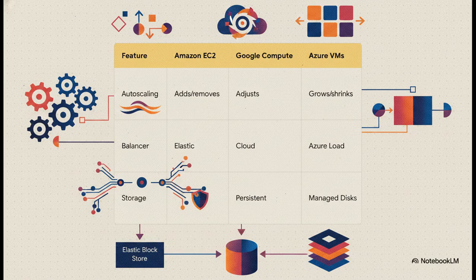Now, for the system architects listening, when you do commit to that IaaS path, pay close attention to how the big 3 providers achieve the exact same goals but use highly proprietary terminology. Take auto-scaling, for instance. Amazon adds or removes resources automatically. Google specifically uses its auto-scaler. And Azure grows or shrinks VM groups. When you need to balance traffic, you're deciding between AWS's Elastic Load Balancer, Google's Cloud Load Balancing, or the Azure Load Balancer. And for storage, your data is either going to rest in an Elastic Block Store, a persistent disk, or Azure's managed disks. Honestly, mastering this specific vocabulary is absolutely essential if you're working on any multi-cloud deployments.